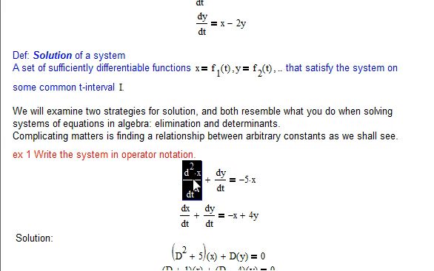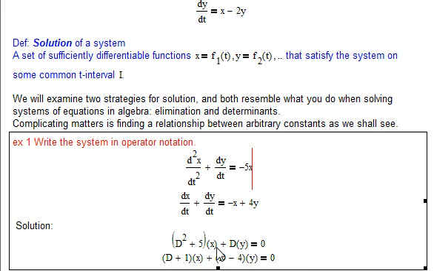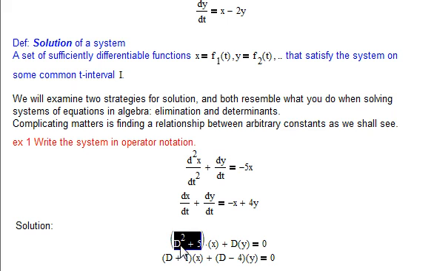This is a second derivative, so that means D squared plus a first derivative of y equals negative 5 times x. I'm going to add 5x to both sides. It would be d squared x over dt squared plus 5x plus dy/dt equals 0. And that's what this operator notation says: D squared plus 5, second derivative plus 5x, applied to x, plus the first derivative applied to y equals 0.